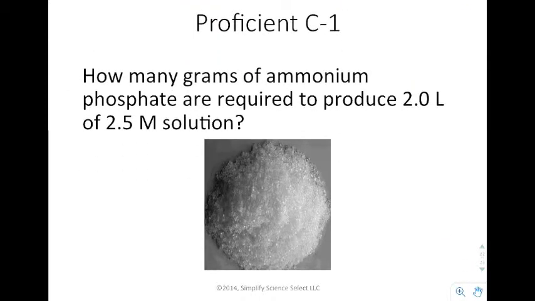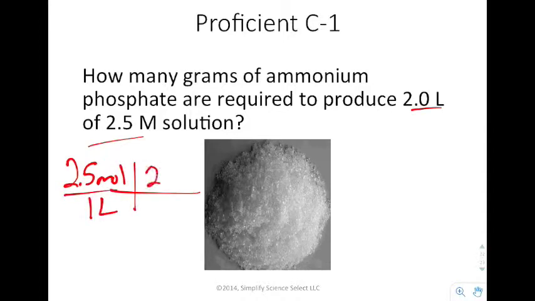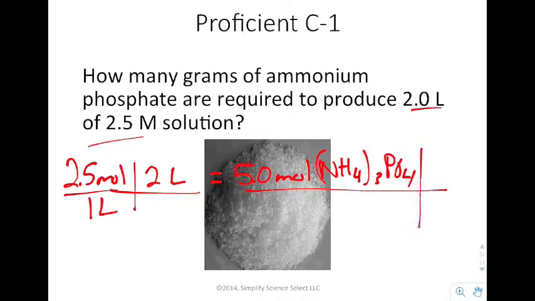So this one says, how many grams of ammonium phosphate are required to produce 2 liters of solution? So the first thing we do is we say, okay, I've got 2.5 moles per liter, and I know I need 2 liters. So that will give me a total of 5.0 moles, and that is ammonium phosphate.